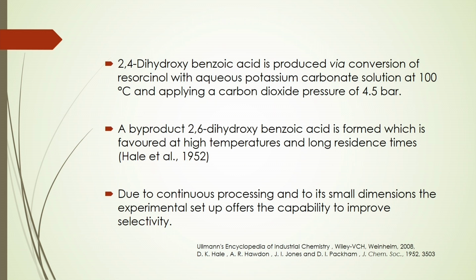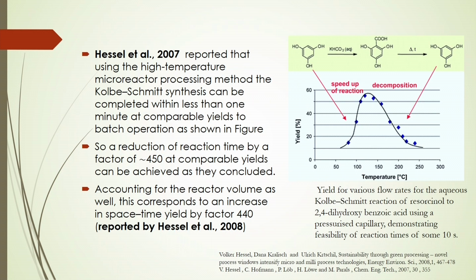2,4-dihydroxybenzoic acid is produced via conversion of resorcinol with aqueous potassium carbonate solution at 100 degrees centigrade, applying a carbon dioxide pressure of 4.5 bar. And the byproduct which is formed is favored at high temperature and long residence times. In that case, due to the continuous processing and its small dimensions, the experimental setup offers the capability to improve the selectivity. So, that is why here, with process intensification at this high pressure and temperature, we can get the improvement of the selectivity by this microprocess technology.